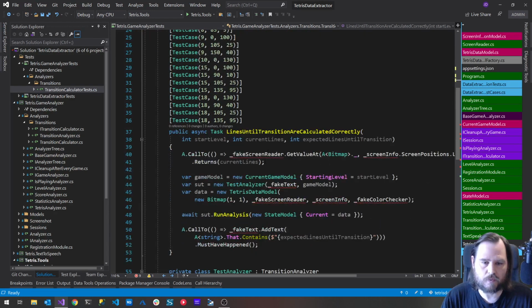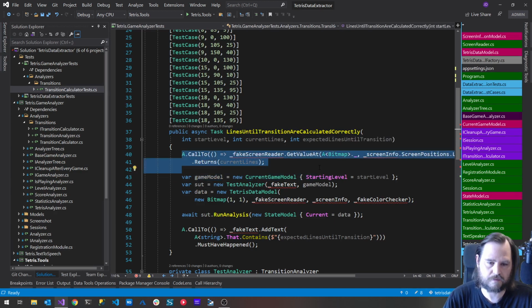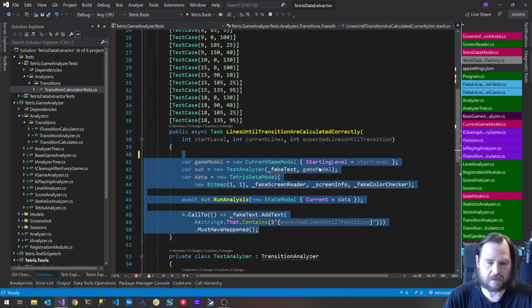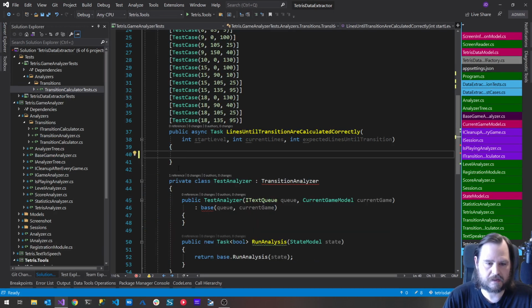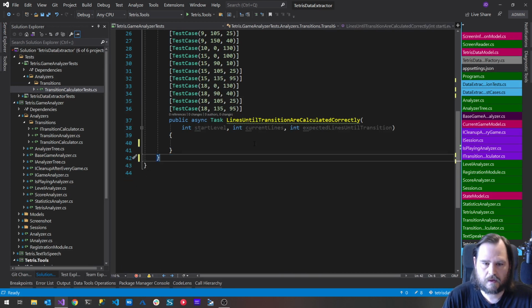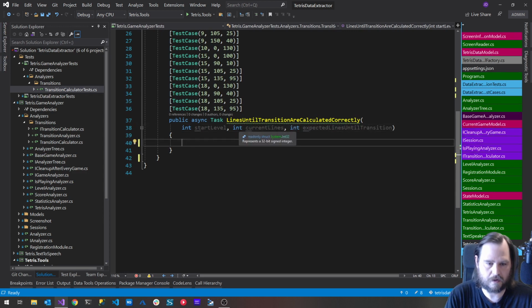But this time we're just testing the calculator. So we have no fake calls. We don't need any of this stuff. Actually, we don't need this. We don't need this test class. Current lines and then expected lines until transition. So we are going to say new transition calculator.